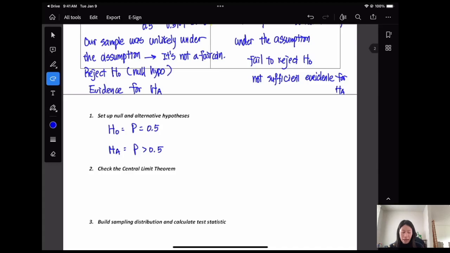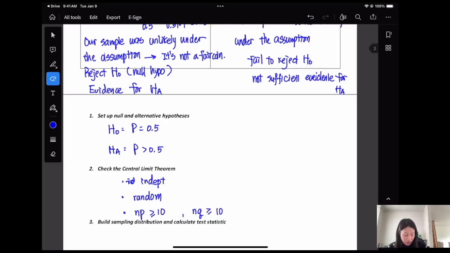For the central limit theorem, it's the second step, because after you satisfy all the central limit theorem conditions, then we can apply the sampling distribution to test our hypothesis. For the central limit theorem, we have independence, randomization, and the last one is the success and failure condition, which means the sample size times the success rate has to be greater than 10, and the sample size times the failure rate, which is 1 minus p, also has to be greater than 10.